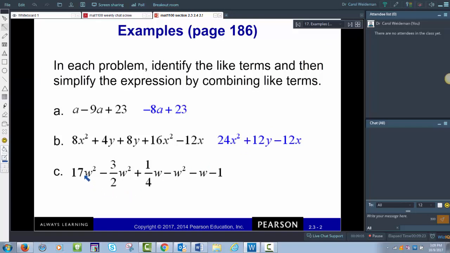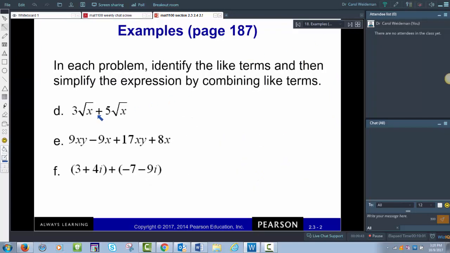All right, in this one, I've got a w squared, and a w squared, and I've got a w, and then I've got a single constant term. So I'm going to go ahead and combine the w squareds. I'm looking at the wrong term. So it's 17 minus 3 halves gets me 29 halves w squared. And then for the w terms, I've got negative 1 plus a quarter, so negative 3/4 w, and then I still have the negative 1.